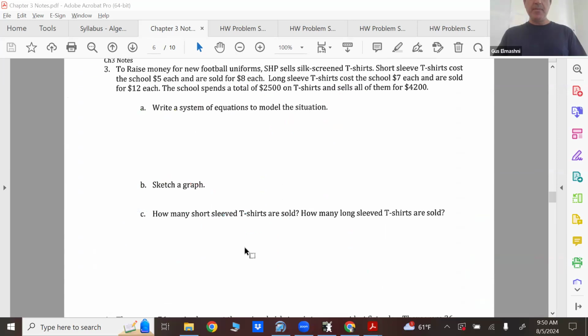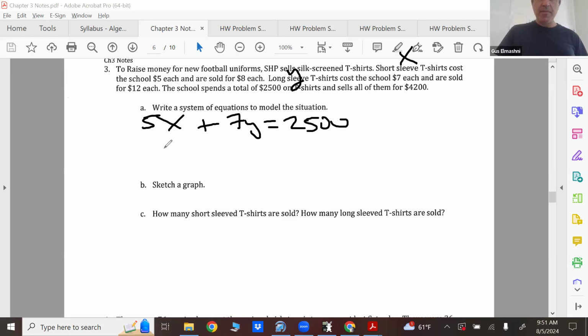To raise money for a new football team, Fighting Prep sells silk screen t-shirts. Short sleeve t-shirts cost that much and sold for that much. Long sleeve cost that much and sold that much. The school spent that much on the t-shirts and sold them for 4,200. That's real easy. Let the short sleeve be X. Let the long sleeve be Y. 5X plus 7Y equals 2,500. 8X plus 12Y equals 4,200.